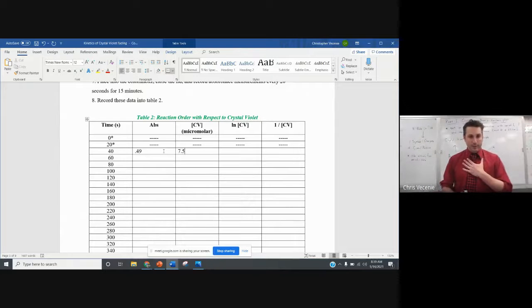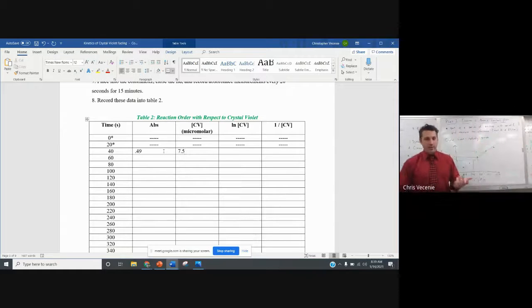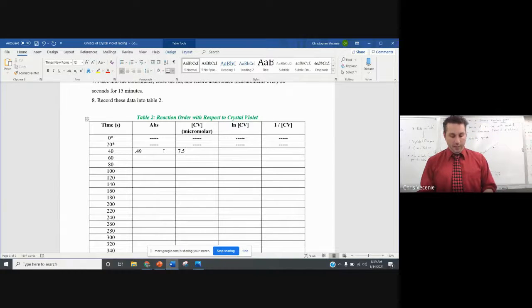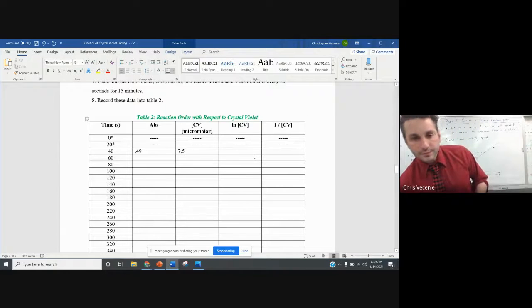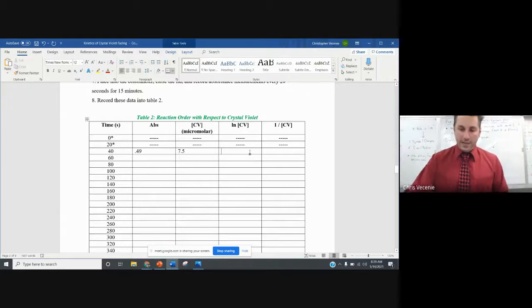I'll give you the absorbances. Then you just use a calculator. I would take the ln of 0.75, and if I do that in my calculator, ln 0.75, that value equals negative 0.28.